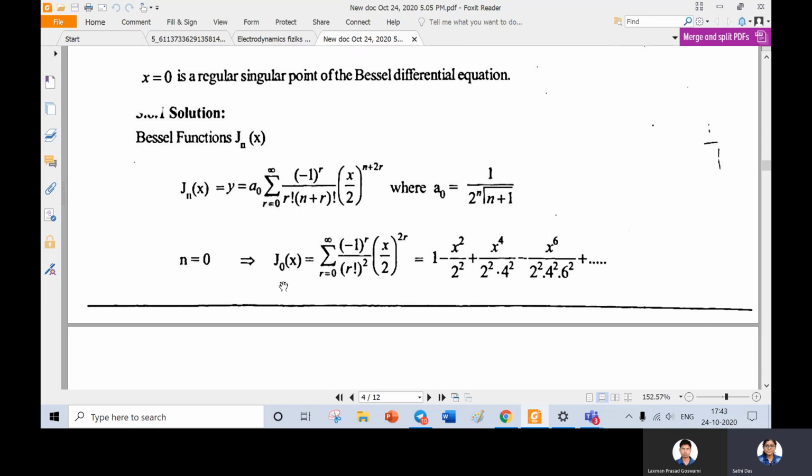So if n equals 0, Jn(x) will become J0(x), and the formula will become like this, and we will get this formula. Okay, just expansion of this formula, nothing more than that. Hope you understand.